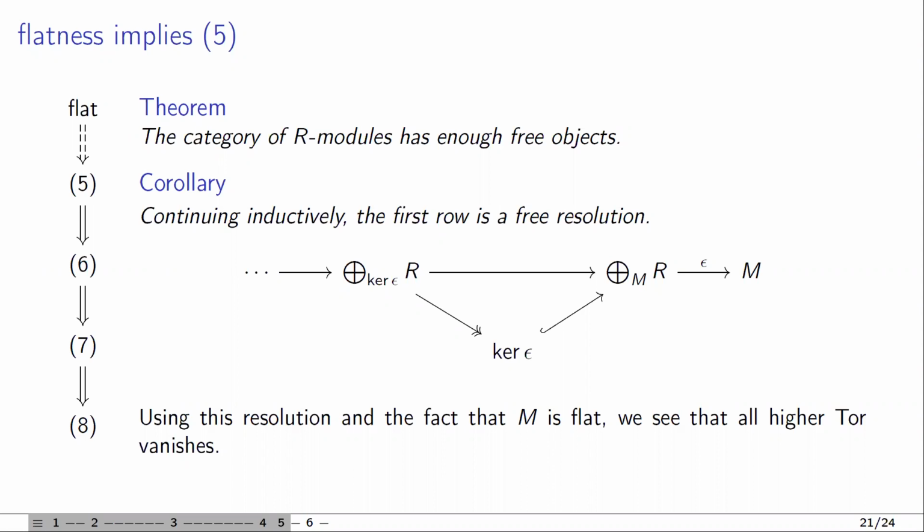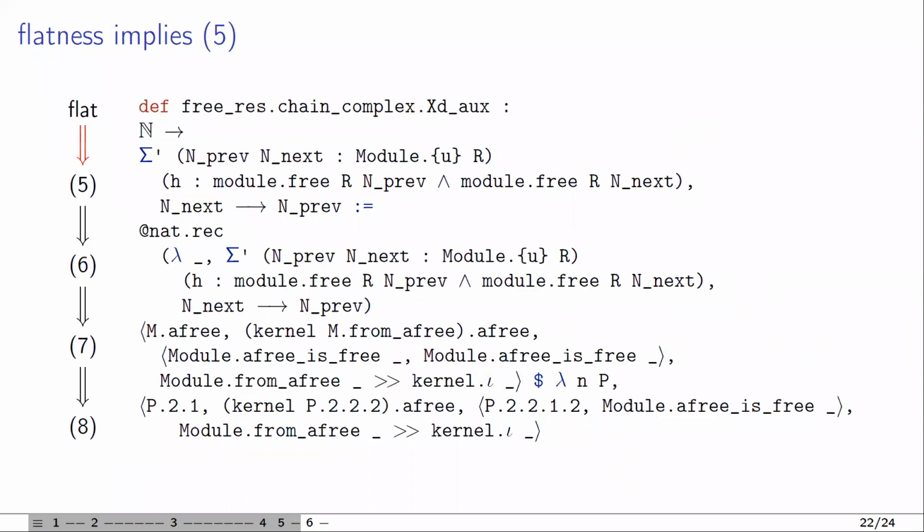So the second map we can call epsilon 1, and we can play the scheme again. We can consider the kernel of epsilon 1 and take the kernel of epsilon 1 many copies of R and do it again. We can use this projective resolution, and the fact that tensoring with M is flat, so all higher Tor groups will vanish. The construction of this free resolution is an inductive definition, so it's a bit messy.